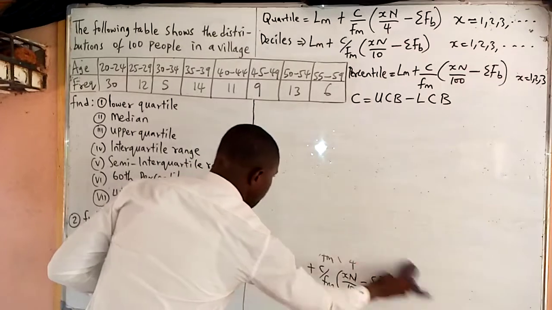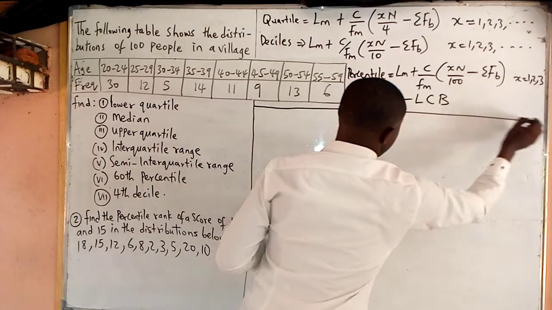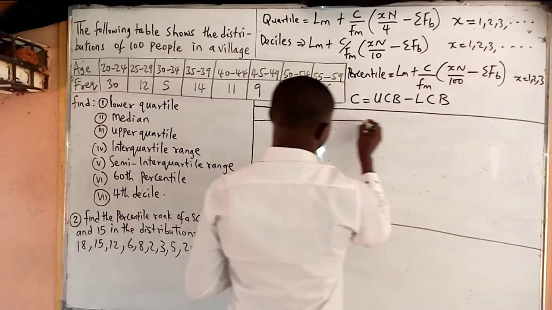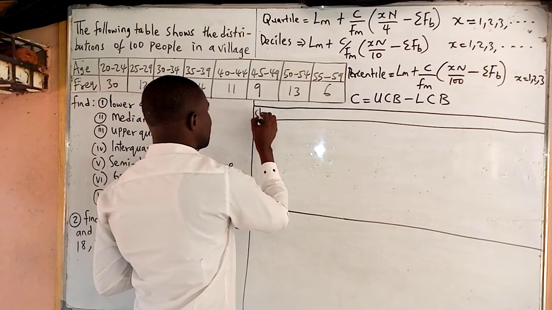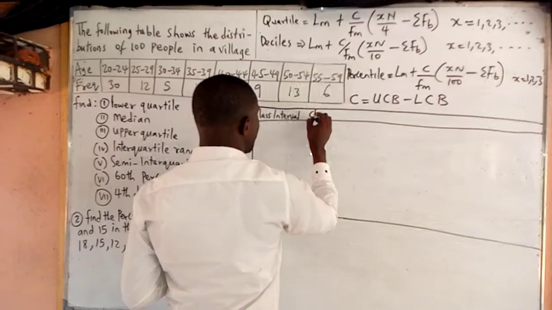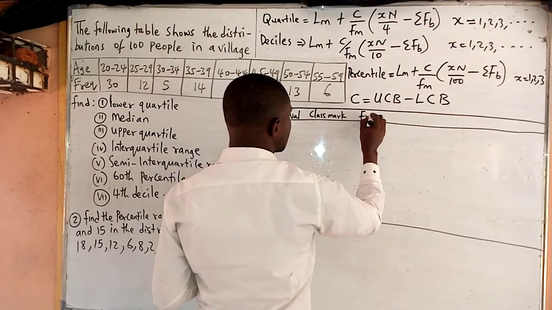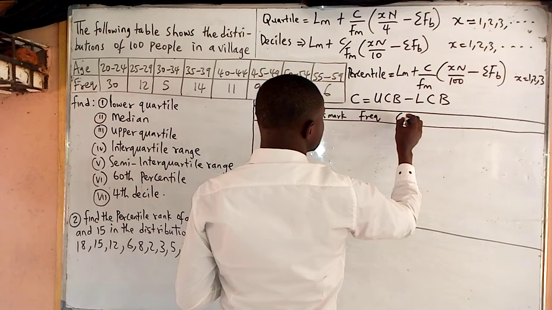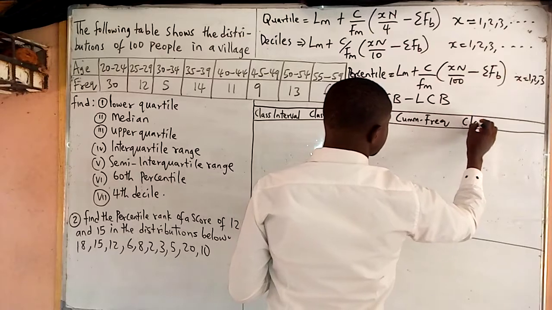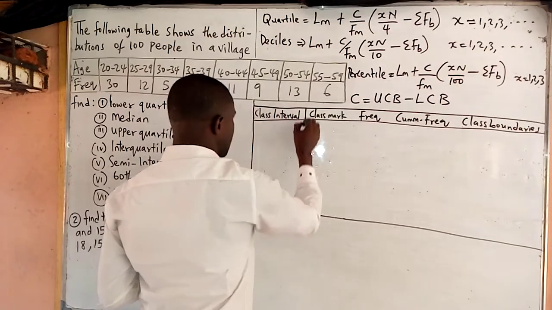Now, for you to solve this question, you must make your table. Making your table, you have the following to make it up. Class interval, class mark. After class mark, you have frequency. Then we have cumulative frequency. Then we have class boundaries. Okay?